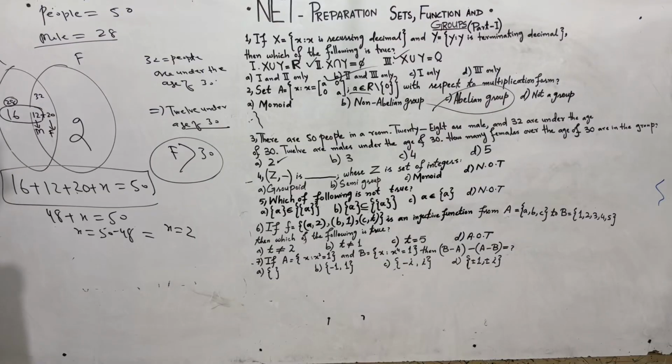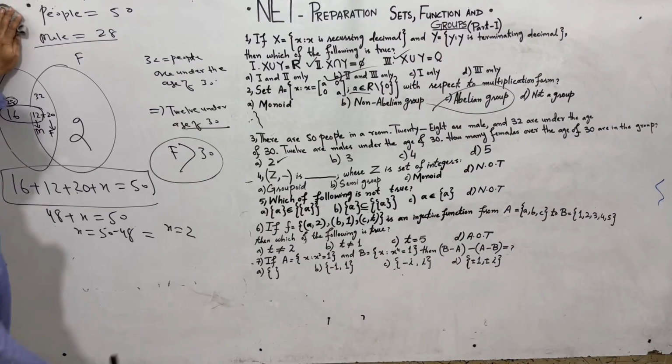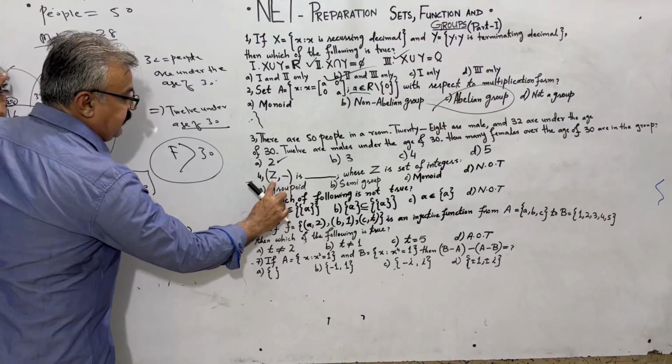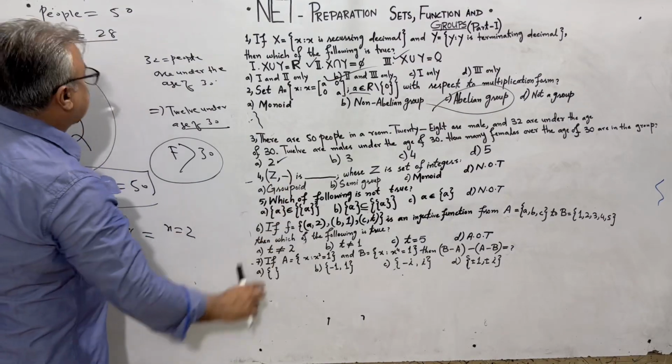Moving towards the next question. How to read this: Z integers under subtraction?